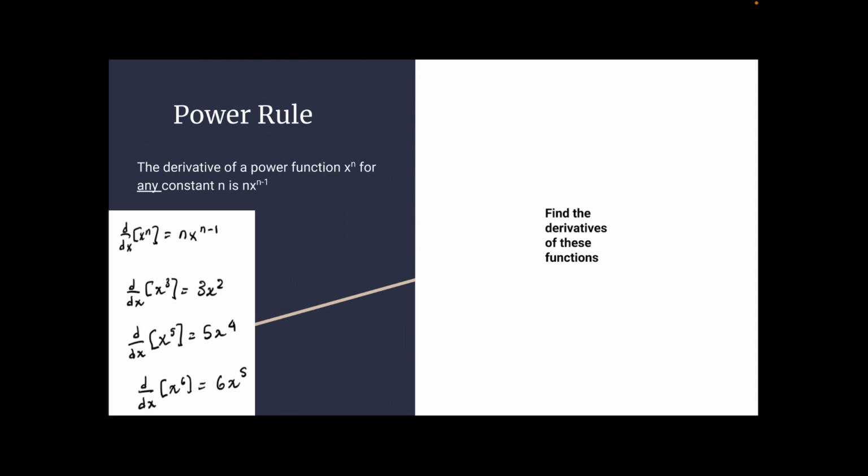So now I want you to take some time to find the derivatives of these functions. y is equal to the square root of x, f of x is equal to 1 over x squared, y is equal to 1 over x times the cube root of x, and y is equal to x to the e over x to the pi times x squared. And it'll also give you some practice with the notation.